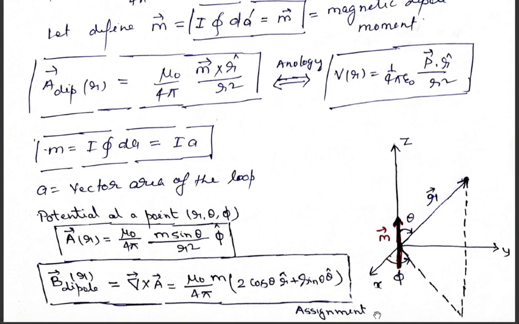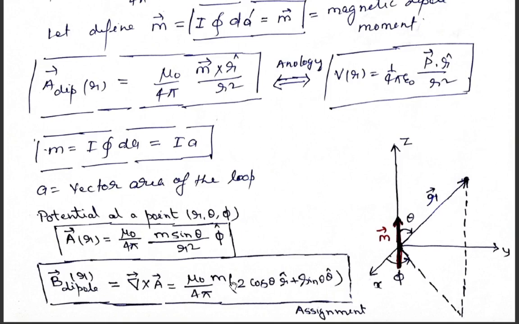I have given this as an assignment. I request all students who are listening to my lecture to derive this expression. What you have to do is take the curl of this vector potential, and that will be the magnetic field due to a dipole. And remember, this is a very, very important result.